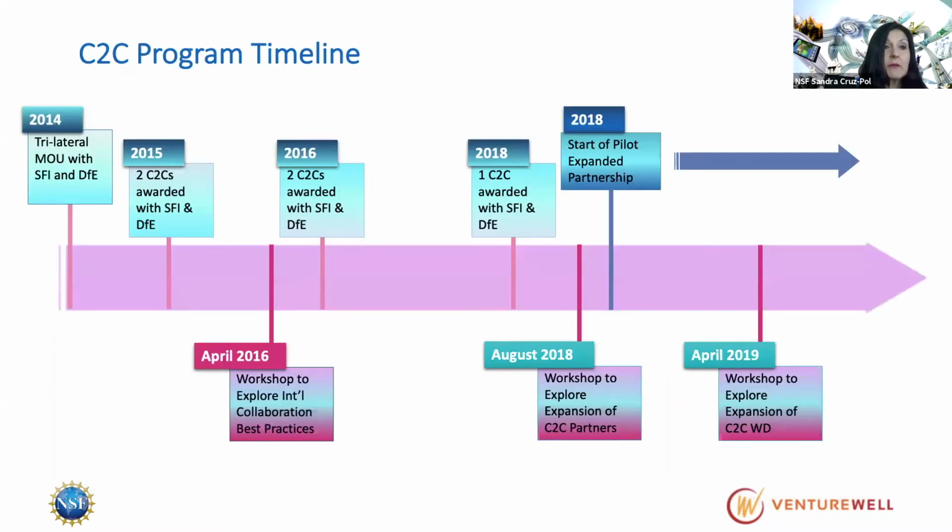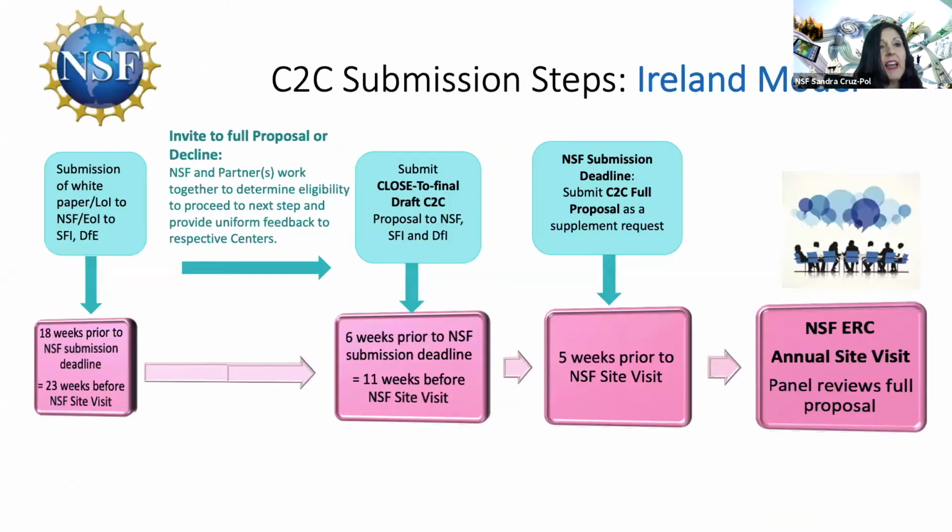The C2C mechanism was initiated in 2014 through a trilateral memorandum of understanding between the US, the Republic of Ireland, and Northern Ireland. It provided a mechanism for supplemental funding for active ERCs to engage in the Irish trilateral collaboration. After several successful C2C collaborations, similar mechanisms have been put in places for countries beyond Ireland. As an example, this diagram presents the C2C model for Ireland. There is a single competitive peer review process where the funding decisions are based on the NSF merit review criteria.